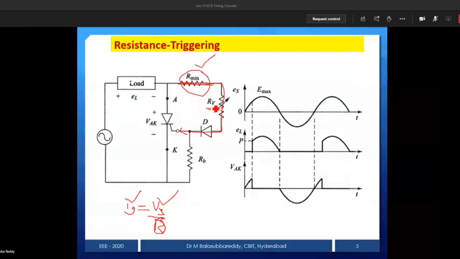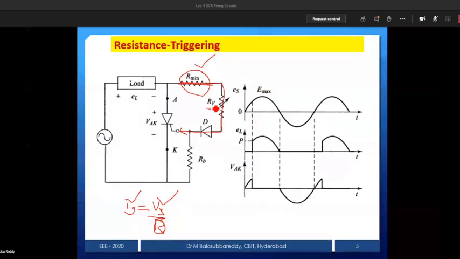So how much value of R minimum do I need to place? Let's assume RV is still 0. Then I have to use R minimum in such a way that the gate must be in the safe region. So what is the safe value of gate current? Only Ig maximum. I cannot apply gate current more than Ig maximum. So can you find the resistance now? R minimum is greater than or equal to what value? Maximum voltage, how much is available right now? E maximum.